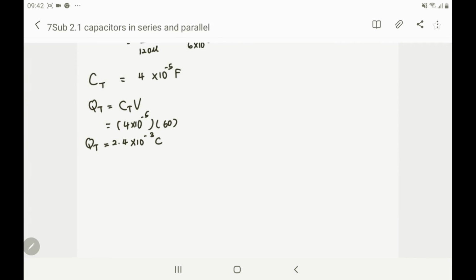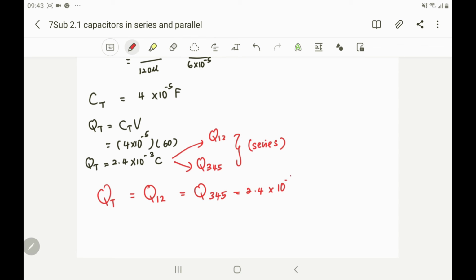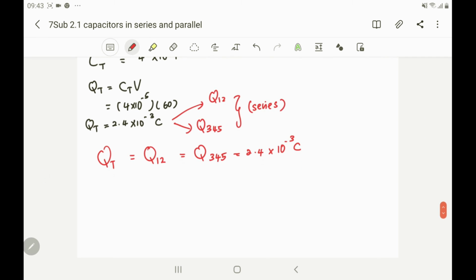Okay, so Q total tadi kita buat, last kali kita buat tadi, dia adalah between Q12 and Q345, and they are in series, right? Okay, so since they are in series, means that Q total is equal to Q12 and it's equal to Q345. Okay, so berapa tadi? 2.4 exponent negative 3 coulomb. Alright, so therefore I can calculate V12.